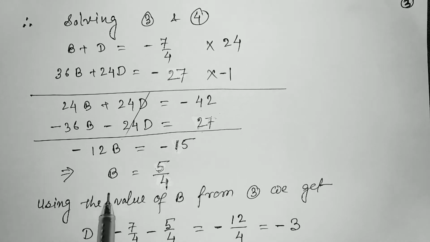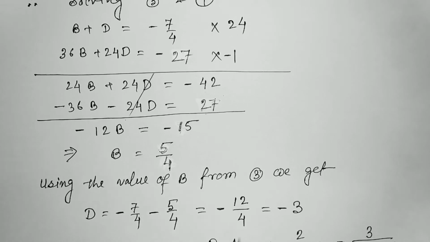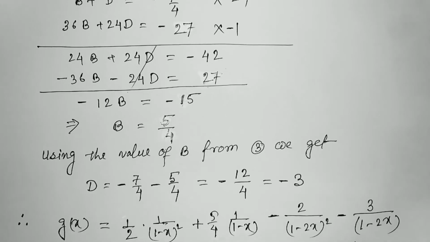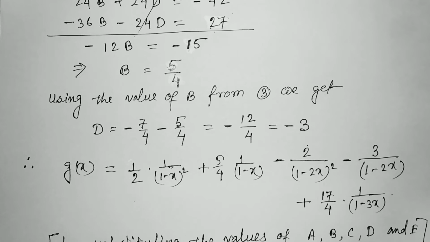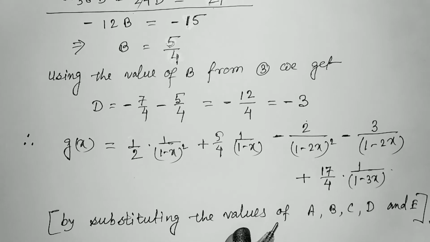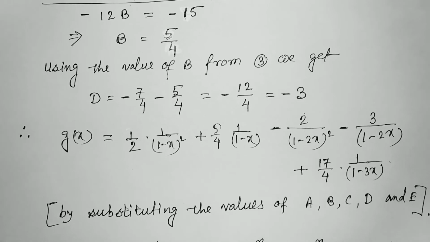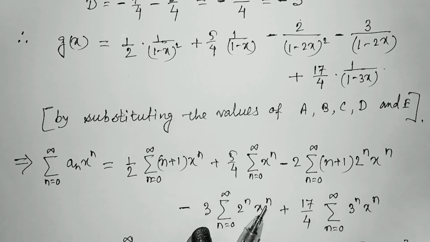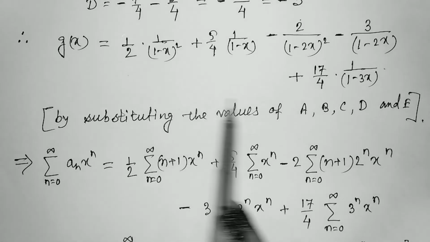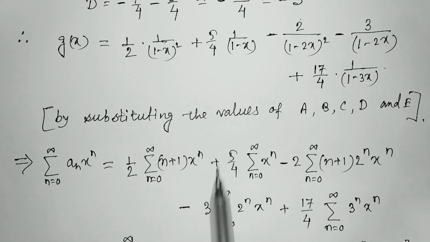If we solve, then we will find B equals 5 upon 4. Using this value of B, if we substitute in equation number 3, then we will get D equals minus 3. Hence, if we substitute all those values of A, B, C, D and E, we will find g(x) equals this one. So now by substituting all those values we find g(x), and now we are in the situation to convert it to the generating function.